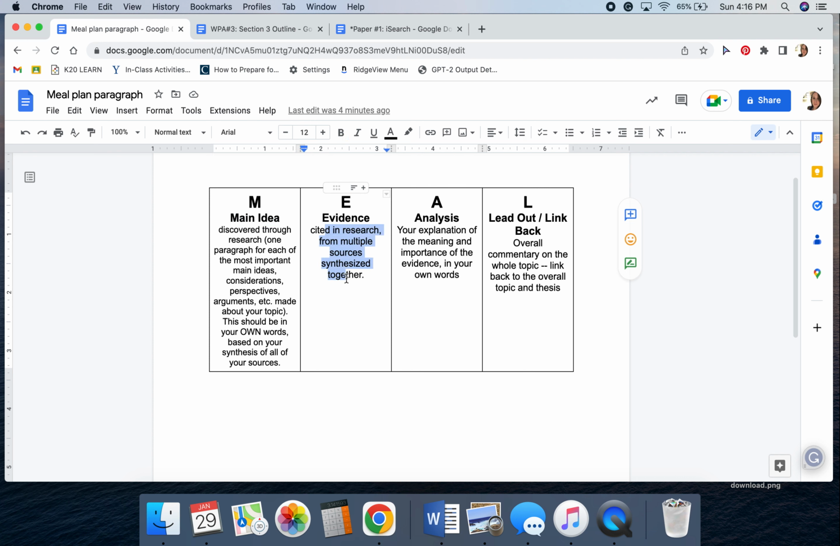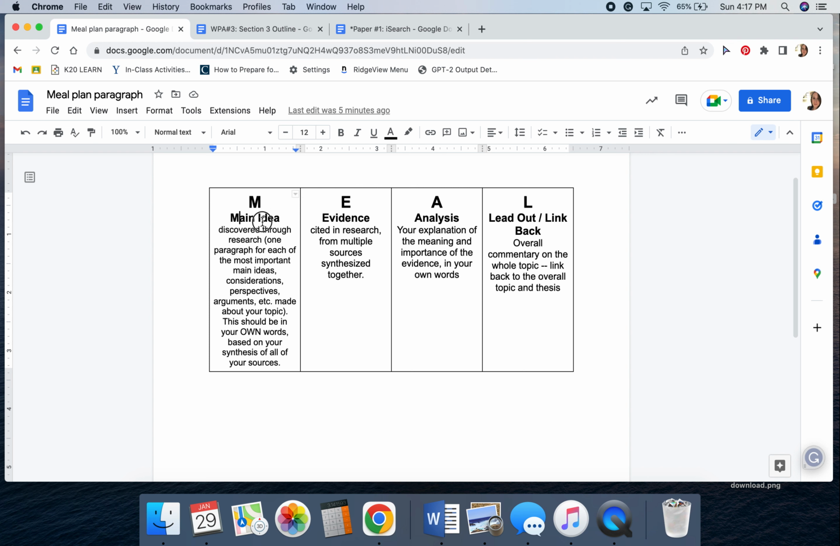Then you're going to pull in the evidence that relates to that, or what did the sources say about that. And again, we're going to synthesize. So it's not source by source. It's any of your sources that have something to say about that key main idea. You're going to pull them in there. Of course, your paragraphs will also have the A and the L, so your analysis after and with the evidence, and then your overall wrap-up commentary to lead out of the paragraph and link back to the thesis and the key idea.